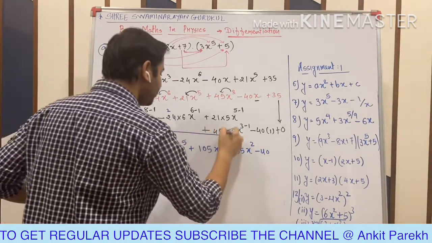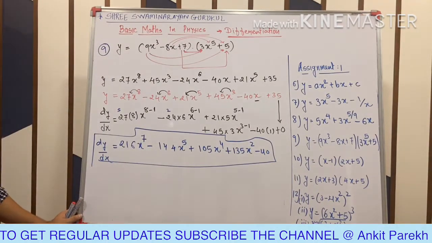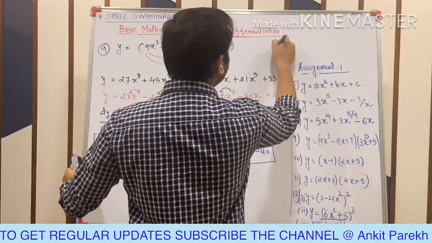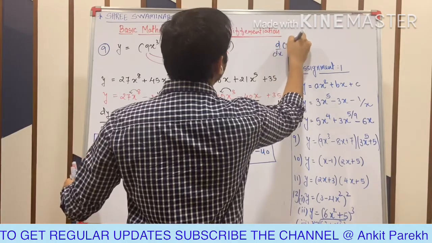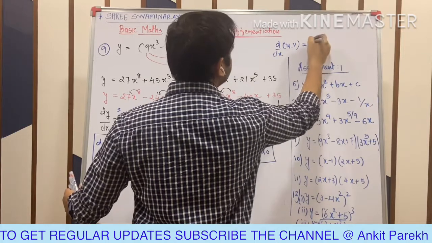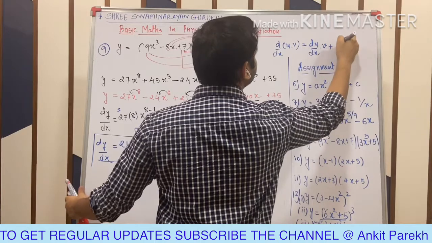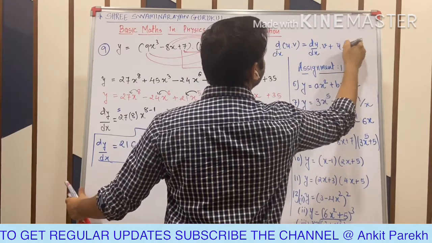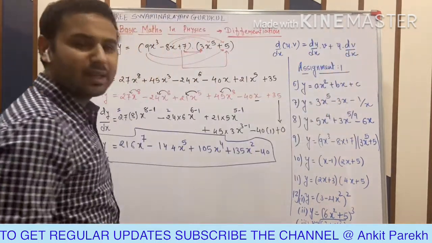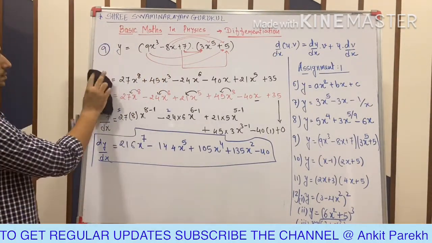It was a little bit lengthy question, right? Dy by dx is your answer. This was the first method. Now if you remember the product rule, we can write like this: d by dx of u into v is du by dx into v plus u into dv by dx. This is the second method by product rule. I'll rub this, okay.